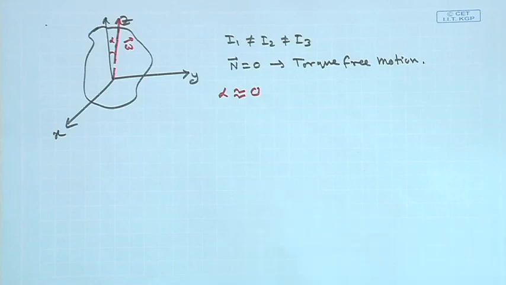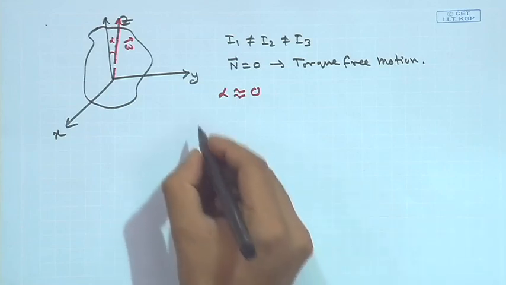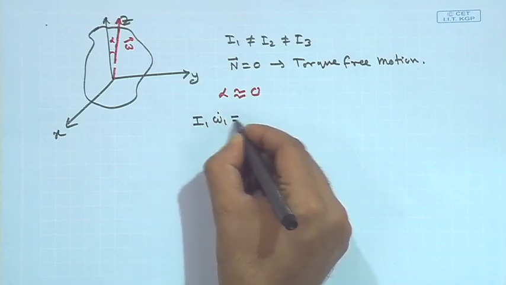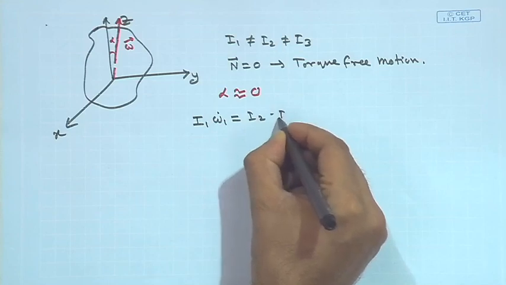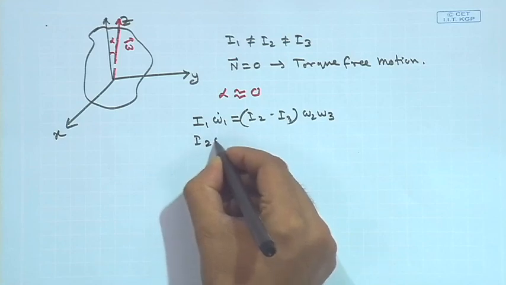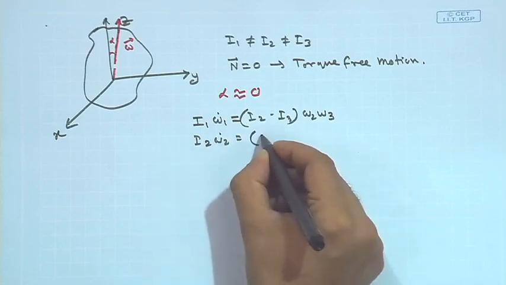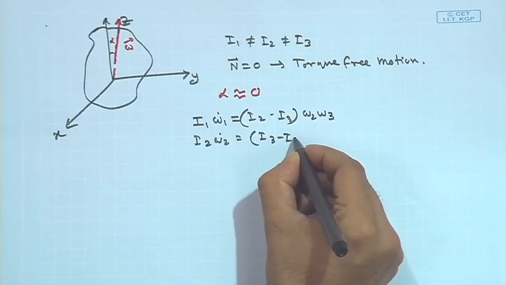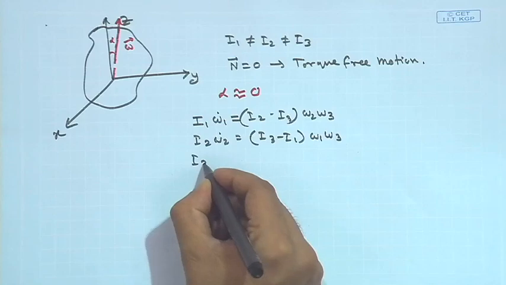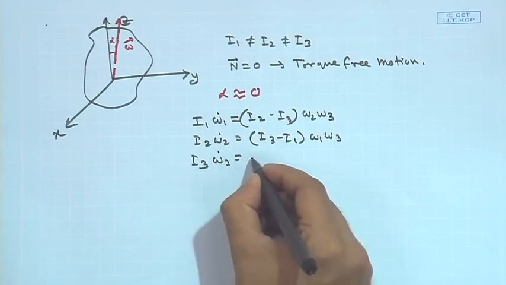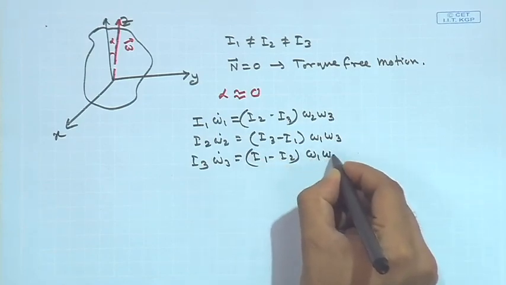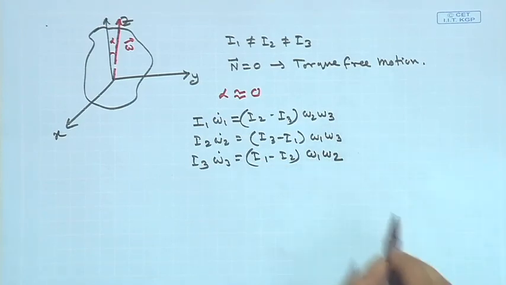Now, if we start writing Euler's equation for this system, we get I1 omega 1 dot is equal to (I2 minus I3) omega 2 omega 3, I2 omega 2 dot is equal to (I3 minus I1) omega 1 omega 3, and I3 omega 3 dot is equal to (I1 minus I2) omega 1 omega 2. Okay. So, these three.